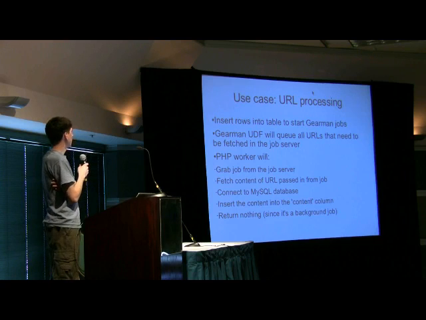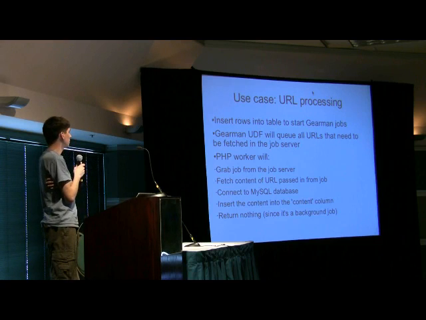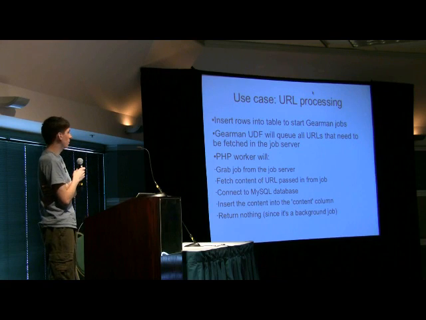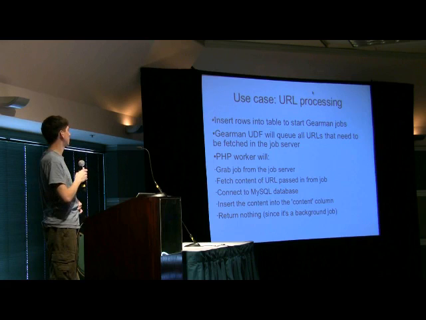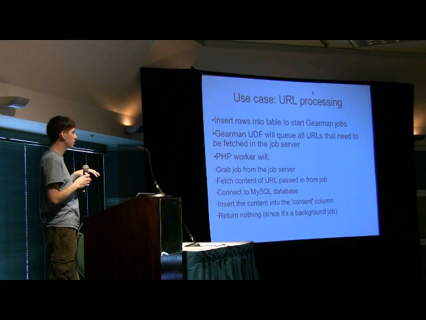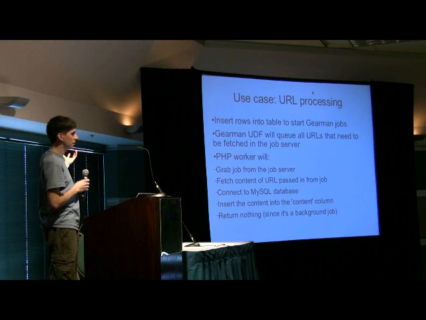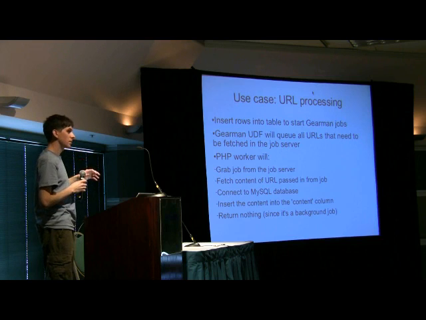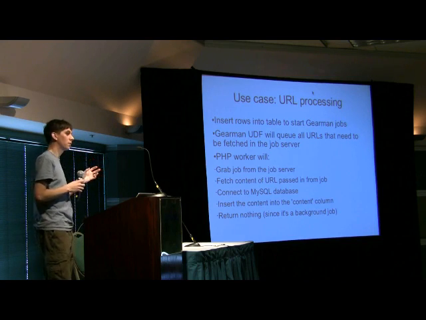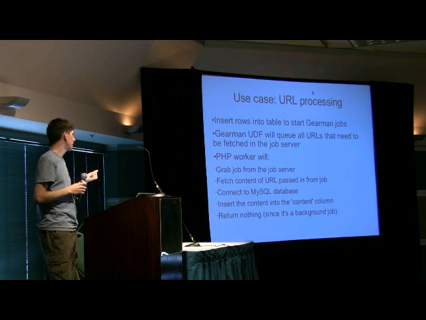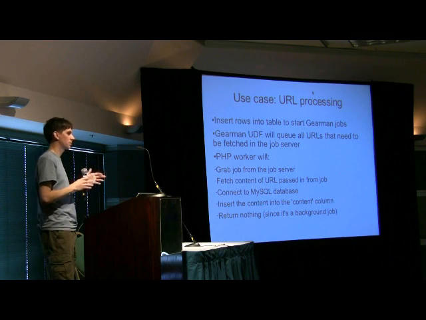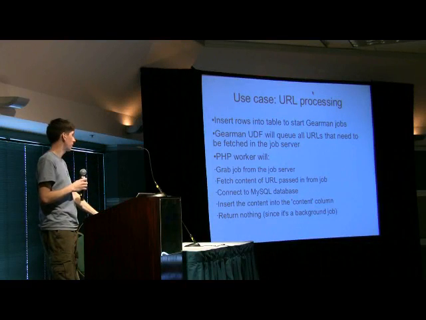So in this use case, we're going to insert rows into a table, and every time this happens, the trigger is going to run to fire off an asynchronous Gearman job. The UDF is going to queue all these URLs to be processed in the job server. Then the PHP worker that you'll see is going to grab jobs out of it, fetch the content of the URL passed into it, then possibly do some manipulation on the URL content it grabbed, and then shove this back into the database. Now, this is just a really simple example of how all the coordination works, but you can really do anything you want with it.